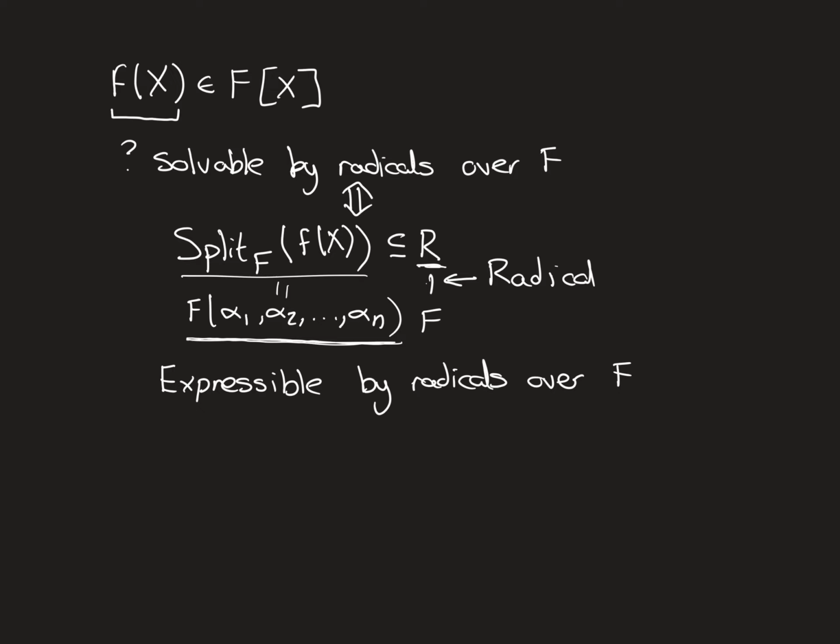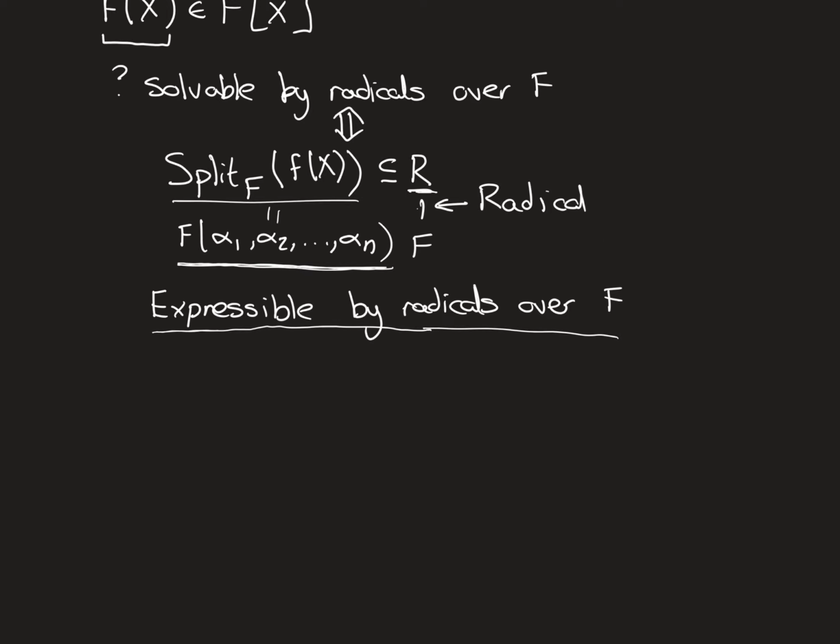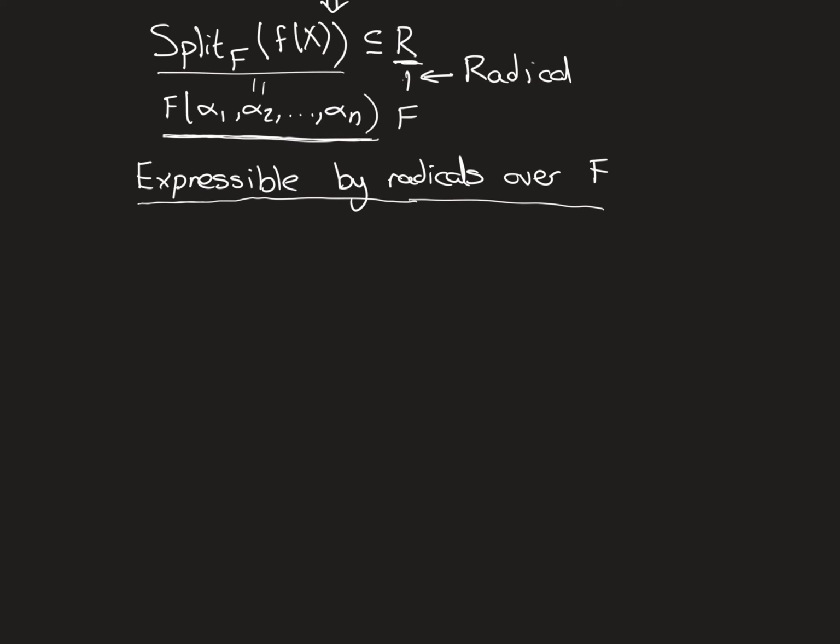So, if the roots of a polynomial are expressible by radicals over F, all it means is that all the roots are contained inside some radical extension, which is to say that the splitting field of the polynomial over the field F is contained inside some radical extension of F. So that's what it means for a polynomial to be solvable by radicals over F. We will relate this in the next video to the existence of formulas. Here we're just going to take this concept a little bit further.